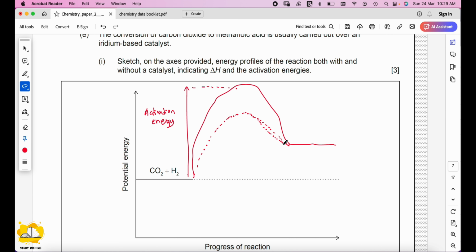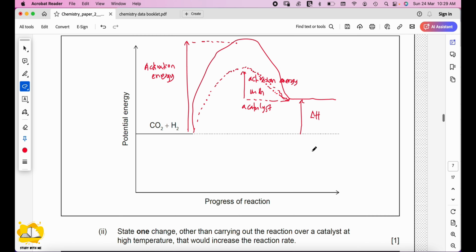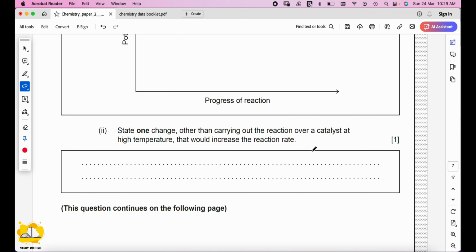So you just need to make it a little bit neater here. So this will be activation energy with a catalyst, and this will be the difference of enthalpy, or delta H. All right. State one change, other than carrying out the reaction over a catalyst at high temperature, that will increase the reaction rate. Increase pressure.